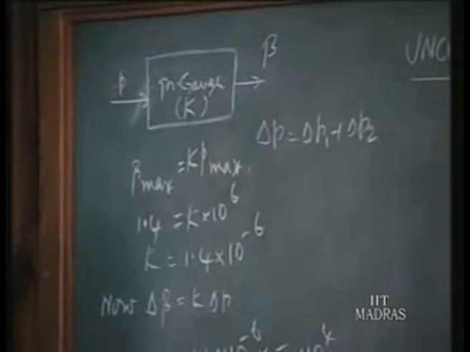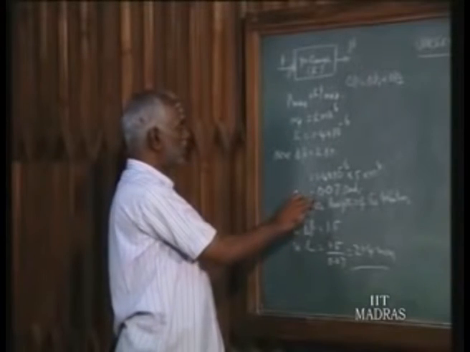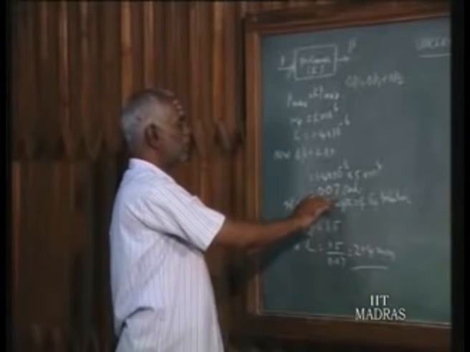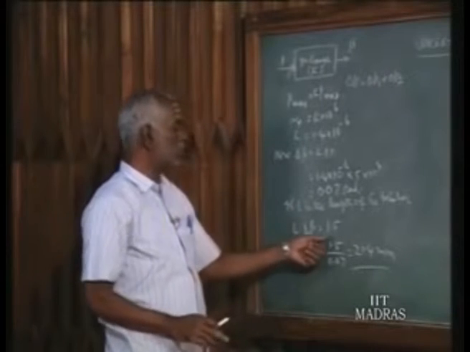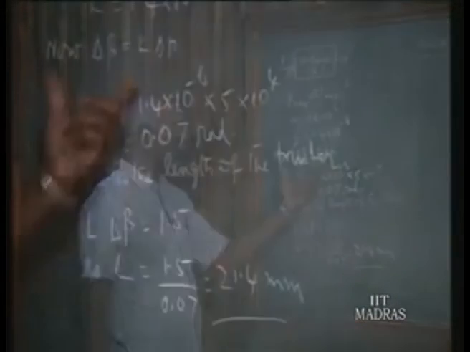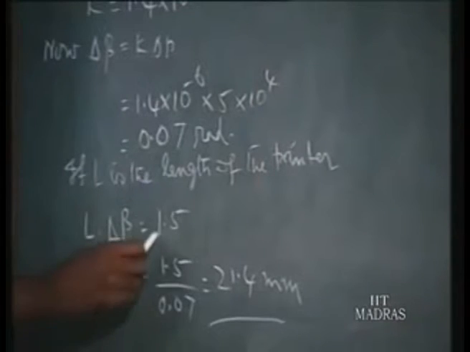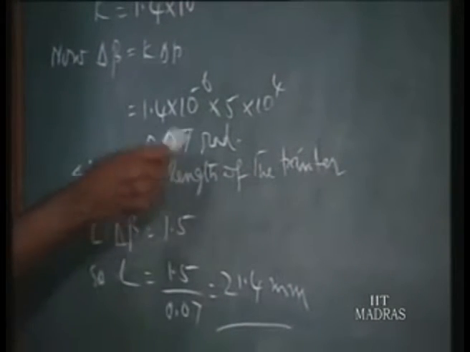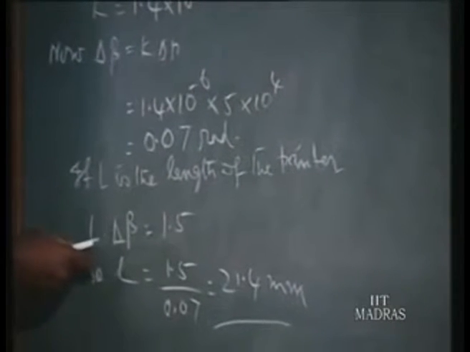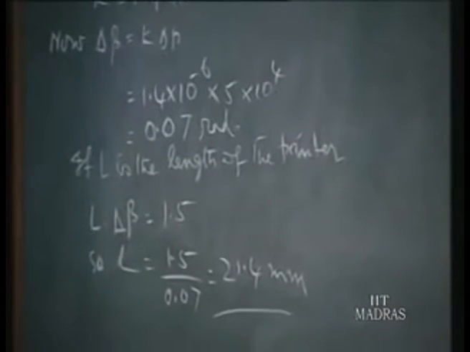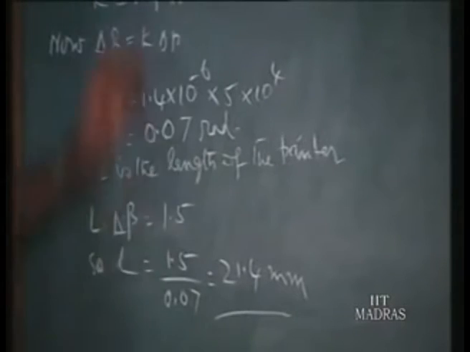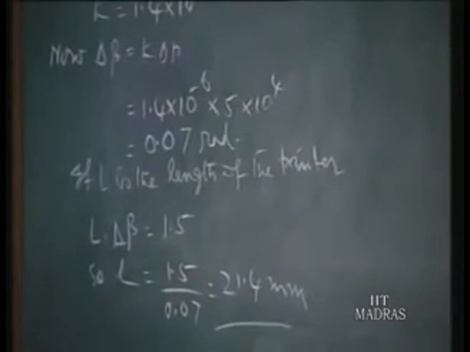This is the corresponding rotation for the least count. For the least count, we should have 1.5 mm as the distance between two graduations. If that is 1.5 mm for a delta beta of 0.07 radian, what should be the pointer length? If L is the length of the pointer, then L comes out to 21.4 millimeter. Previous class I didn't have time, so that is how the length of the pointer is achieved.